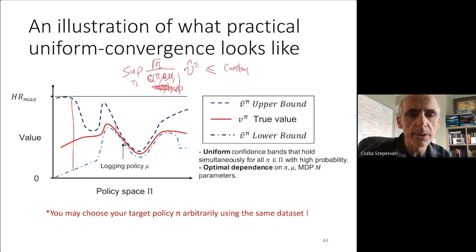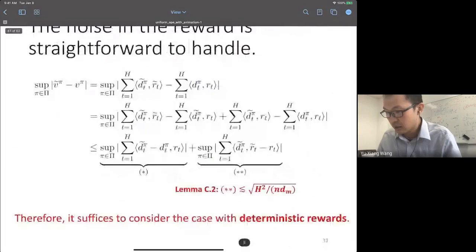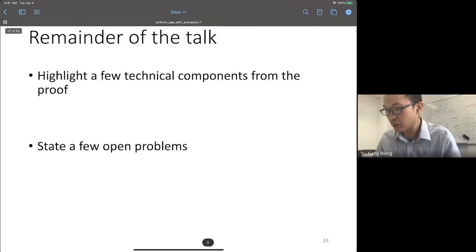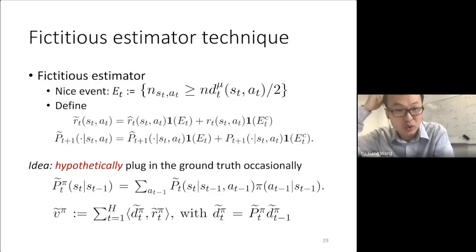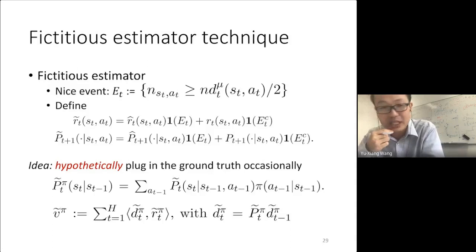So I suppose we can move on, and I'm curious to see some details. All right, so let's go there. I have a couple of slides prepared to talk about the key components from the proof. I figured this part is going to be the more interesting part for you guys, but I wanted to make sure that the message is clear first. So the first technique that I'm going to be talking about is the so-called fictitious estimator technique.